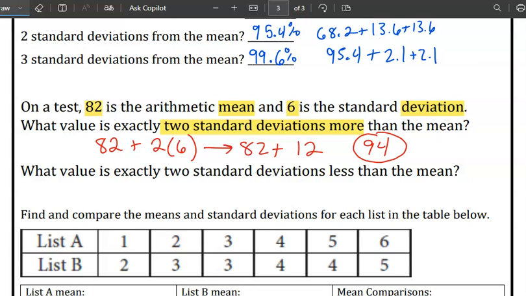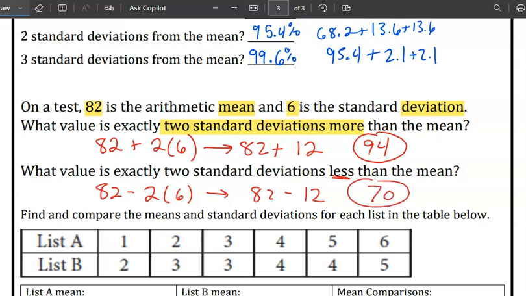What value is exactly 2 standard deviations less than the mean? So in this case, it says less, so it's going to be 82 minus 2 times 6. 82 minus 12. 70 would be 2 standard deviations less than the mean.